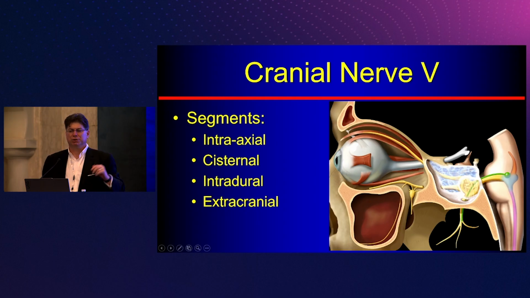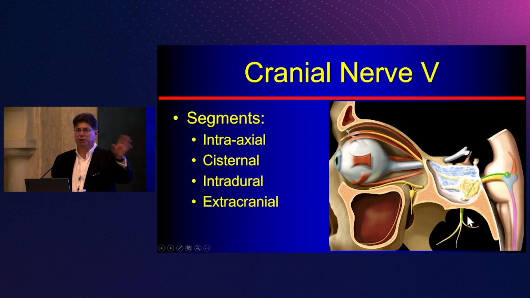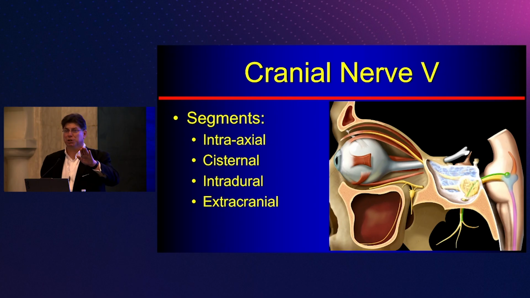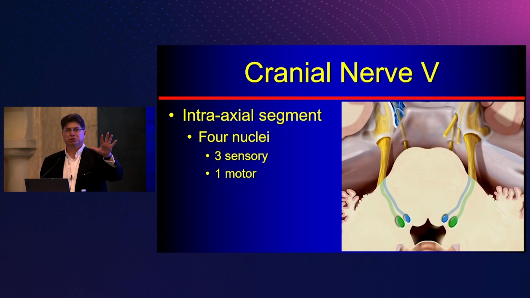And all of these cranial nerves, we talk about having an intraaxial segment, a cisternal segment, often an intradural, and then an extracranial segment. And you'll see we'll have the same discussions about all these cranial nerves. The important thing is to understand that anatomy, and you can go look it up if you need to. But if you image from behind the pontomedullary junction through the face, you've usually covered the area of interest for those cranial nerves. So I'm going to start off talking about cranial nerve 5, the trigeminal nerve.